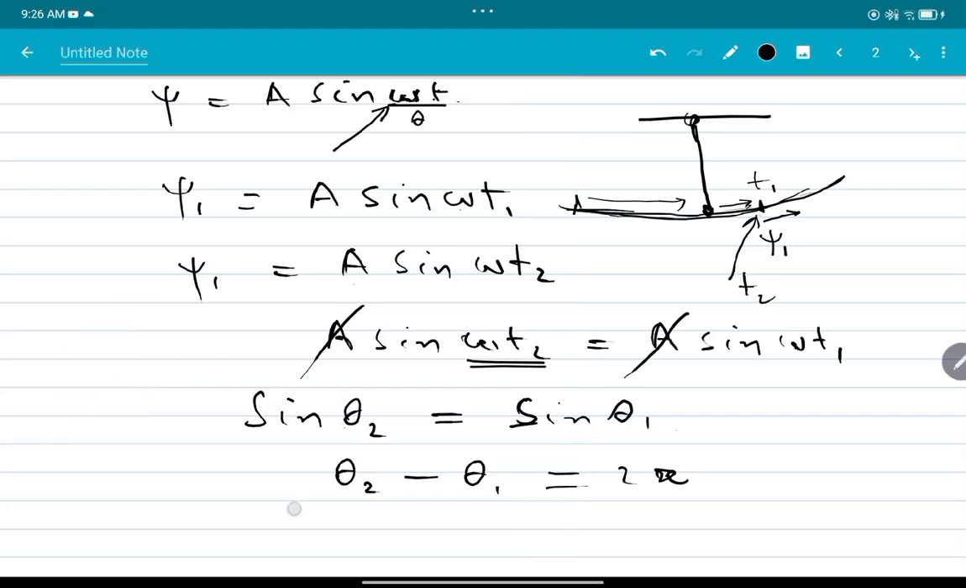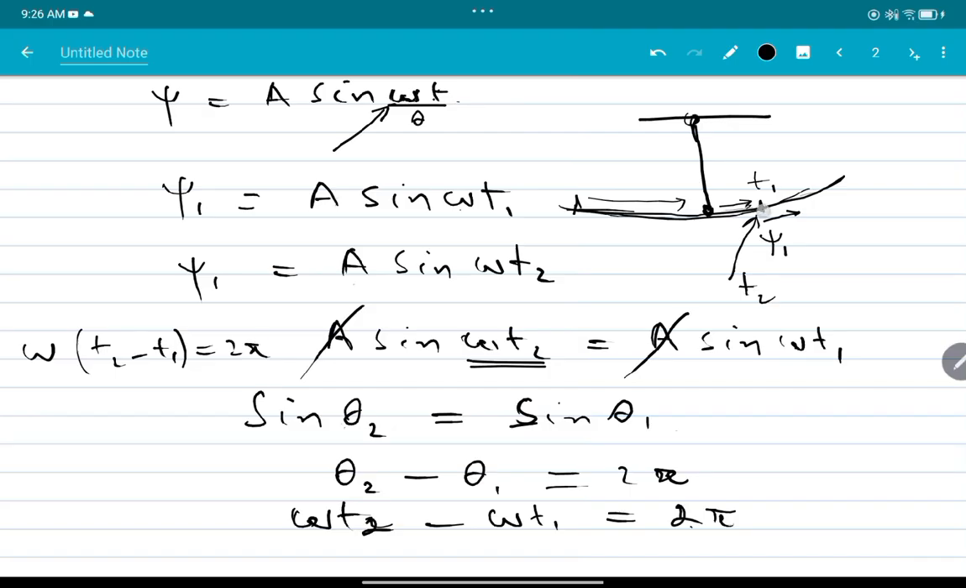So theta 2 minus theta 1. But what is theta 2? Omega t2 minus omega t1 is equal to 2 pi. Or if we take omega common, let me write it here. Taking omega common, you have omega times (t2 minus t1) is equal to 2 pi.